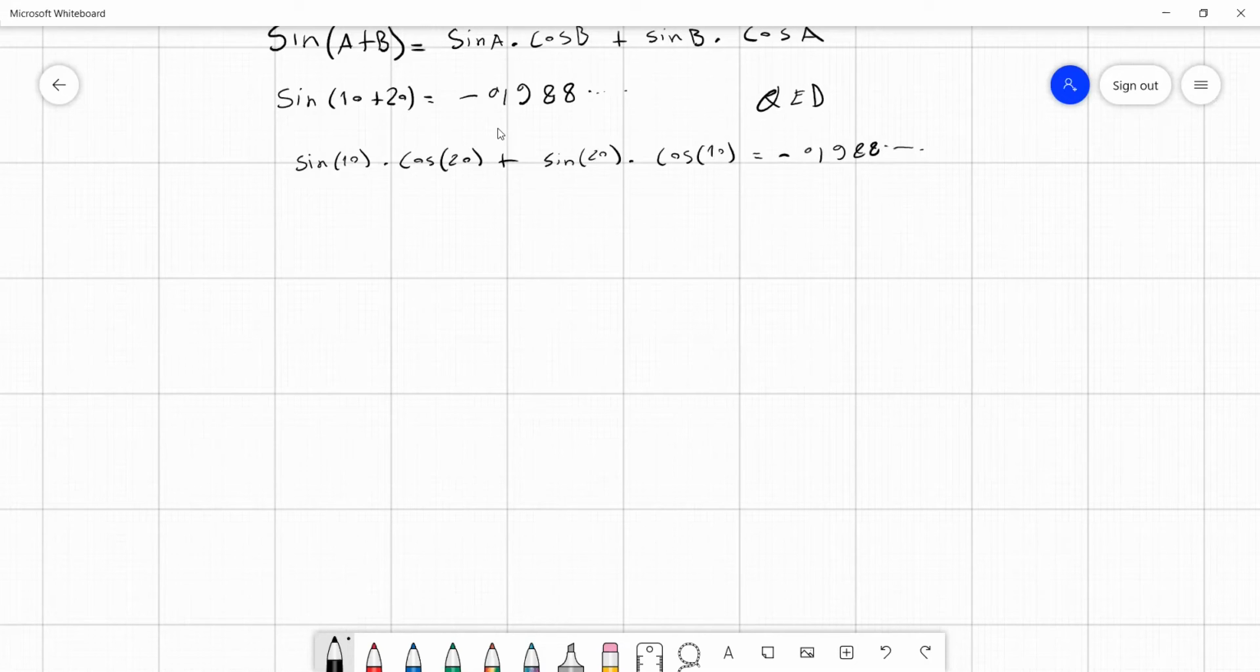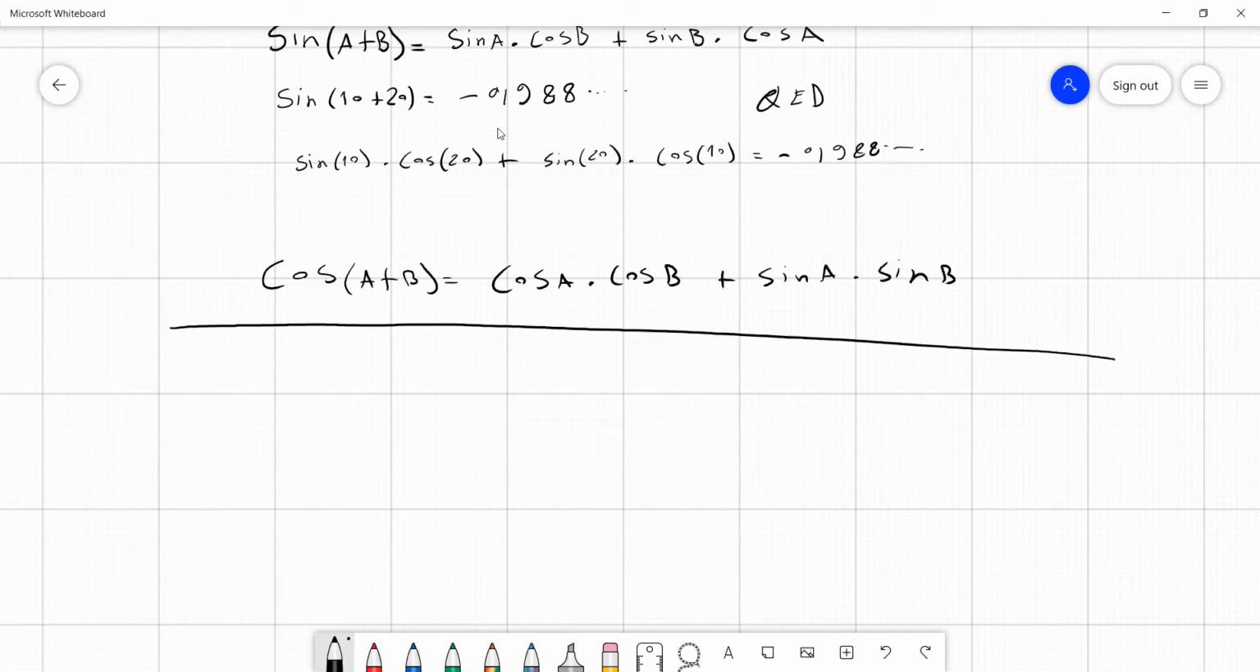So that was the sine rule, or rather the sine version, but we also have a cosine version, and it's a little bit different. So if we have cosine a plus b, then instead of switching, we would say cosine a times cosine b plus sine a times sine b. So a similar manner can be applied. All right, so this was the first rule I wanted to talk about.